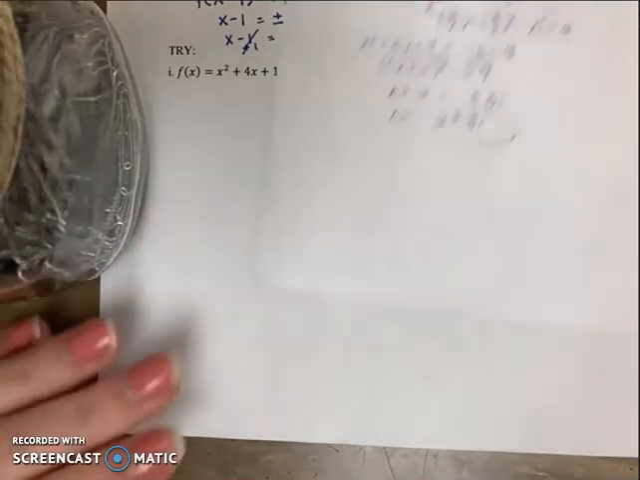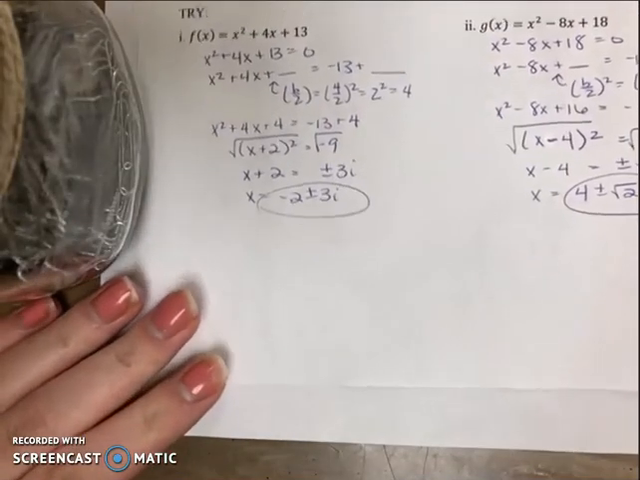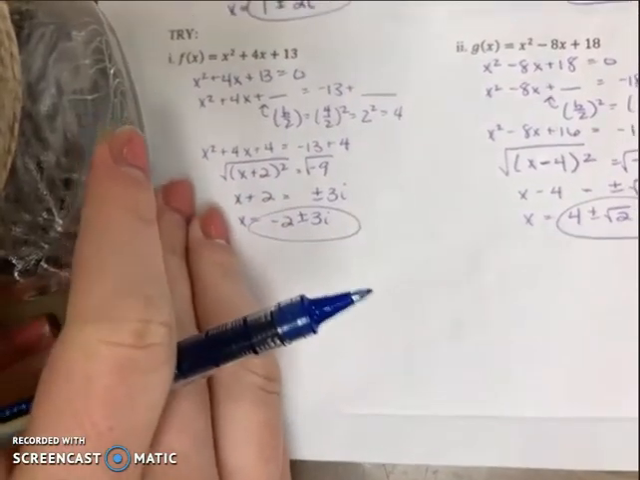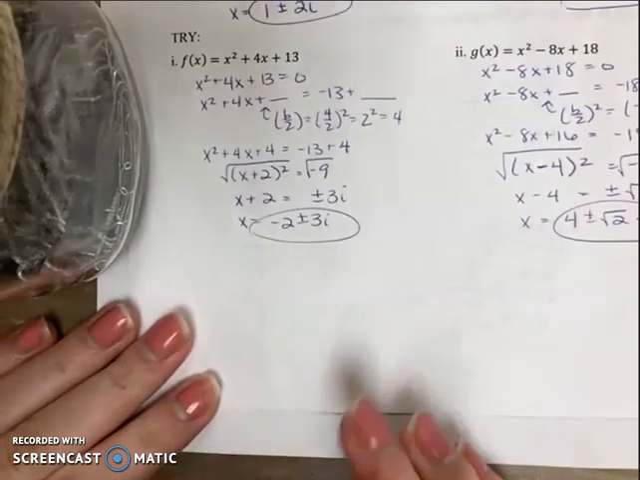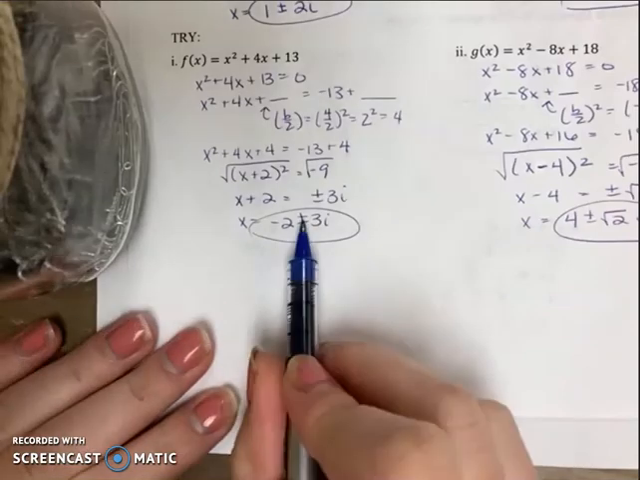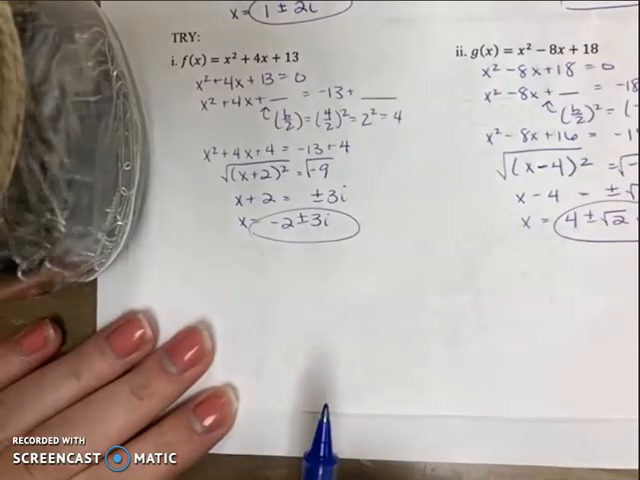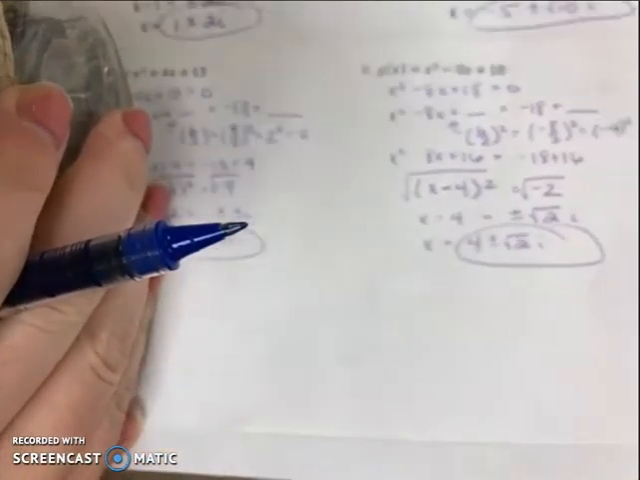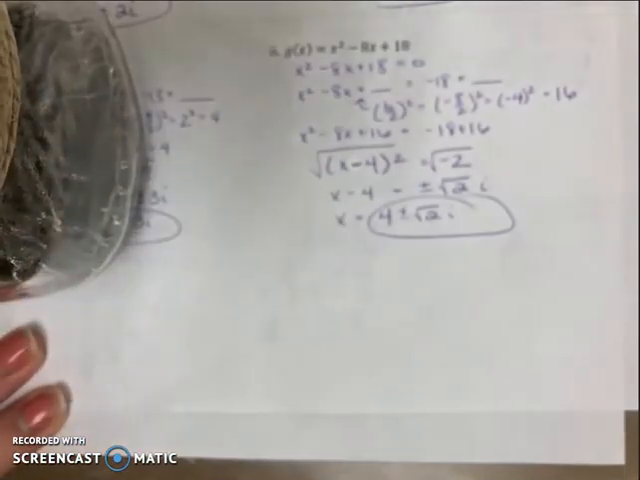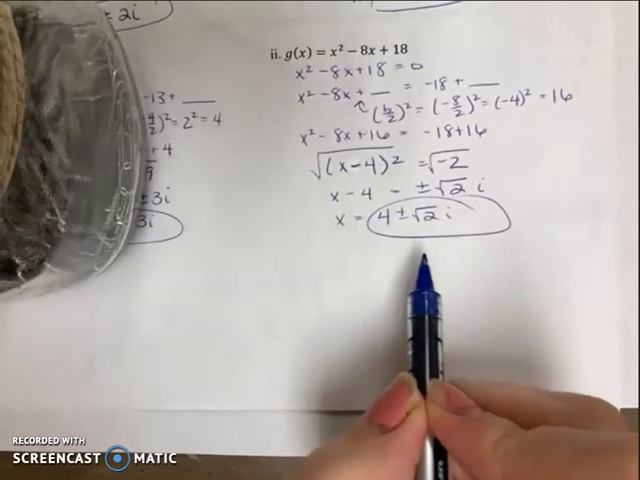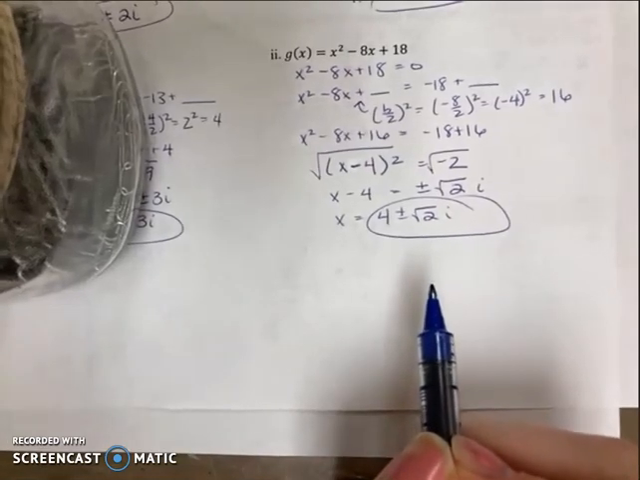All right, hopefully that went well for you. Here's my work. Feel free to pause it so you can check your answers. For the first one, you should end up with negative 2 plus or minus 3i. And the second one, you should end up with 4 plus or minus 2i. Oops, excuse me.